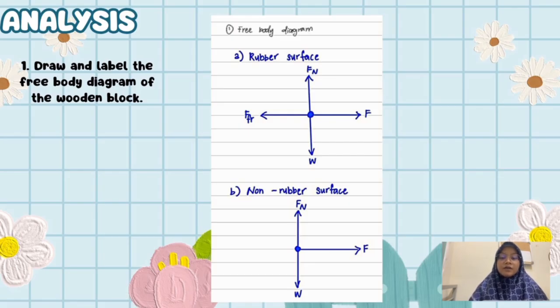But for the free body diagram of the wooden block for the non-rubber surface, on the right side we have the force, on the upper side we have the normal force, and below the normal force we have the weight force.